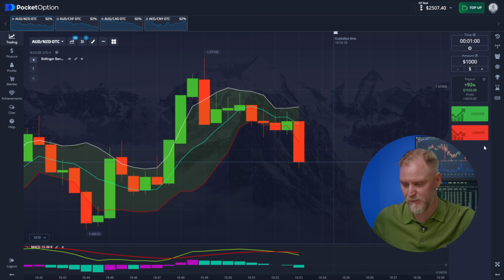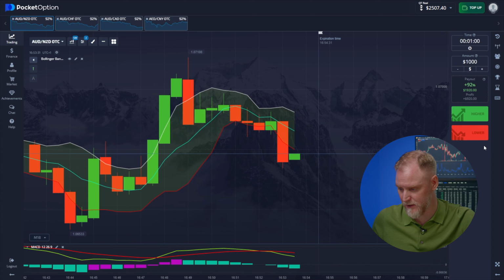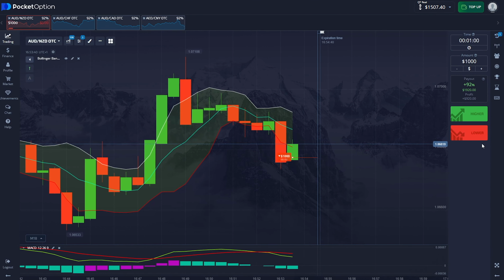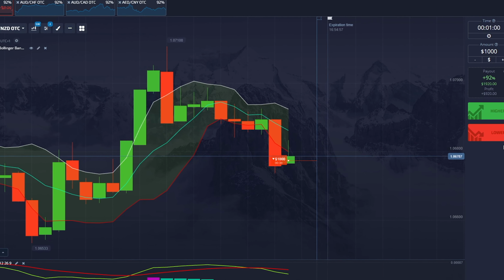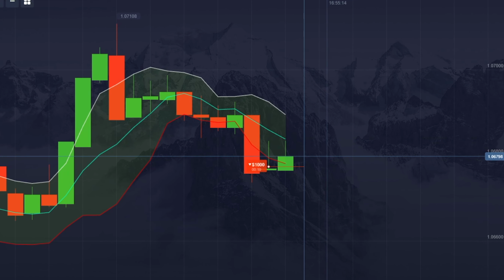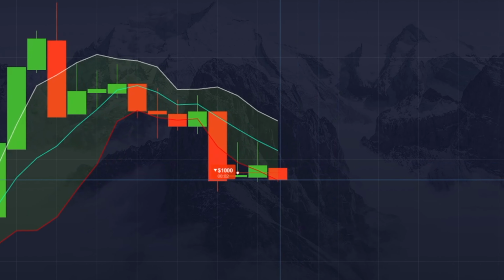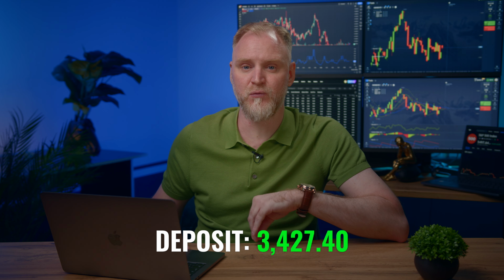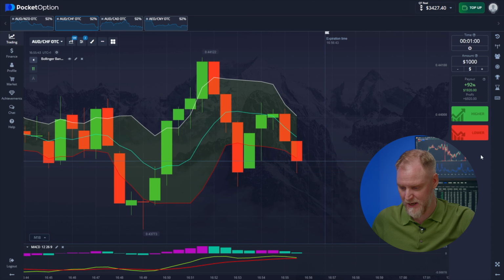Back to the Aussie and Kiwi pair, sticking with the same investment amount and going short. It seems both indicators suggest that the downtrend isn't over yet, and with the help of our amazing indicators, we're now at 3,427. Now we have the Aussie and Swiss pair. Investment amount remains unchanged and going long. Hit higher.